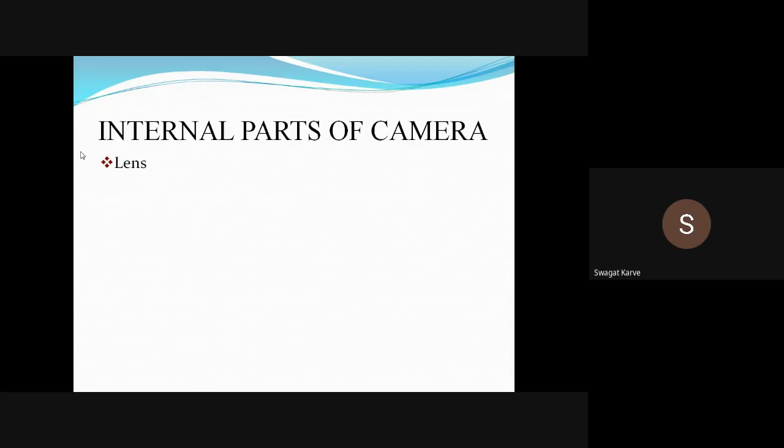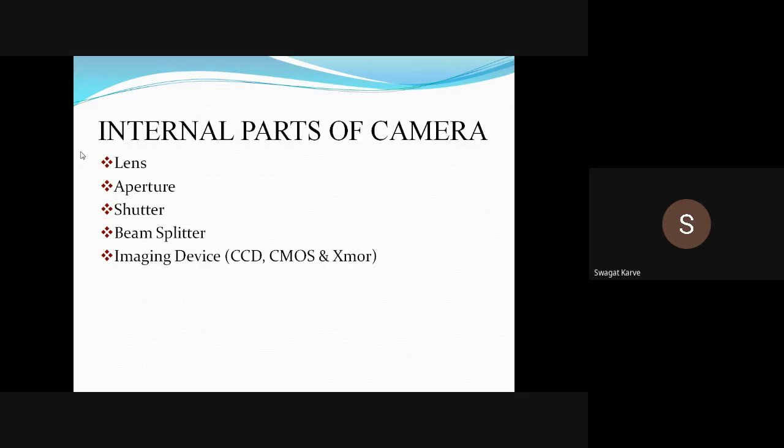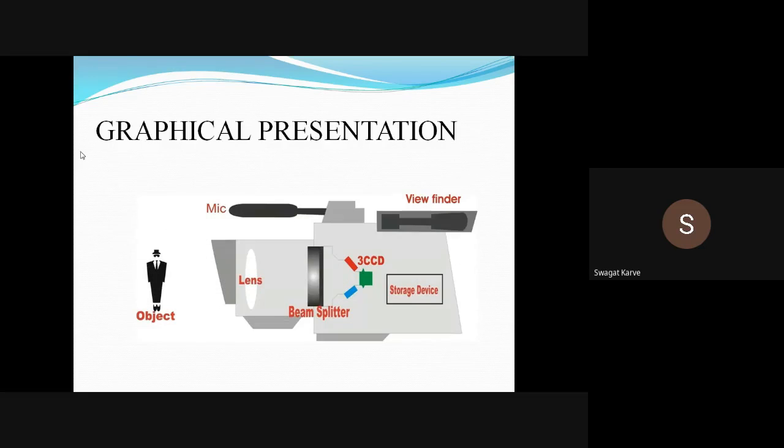Okay, now next, internal parts of the camera. Now we will actually talk about the internal parts. As already discussed, it must have a lens to sense the image or scene that you want to capture. Then it must have an aperture, then a shutter, then a beam splitter, then imaging devices, right? That means the sensor, which may be a CCD, CMOS or XMOS. So these are the imaging devices, nothing but the sensor. Then viewfinder, then memory, that means storage device.